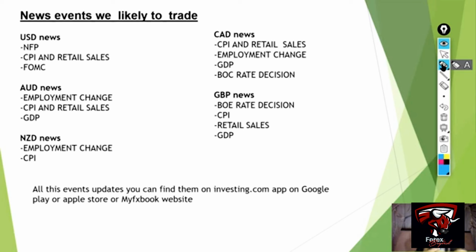So those are the pairs that are actually most affected by creating high volatility movements when there's news for USD. Okay, so that's all for the USD news, guys. Secondly, let's go to the Australian news, which is the AUD news.